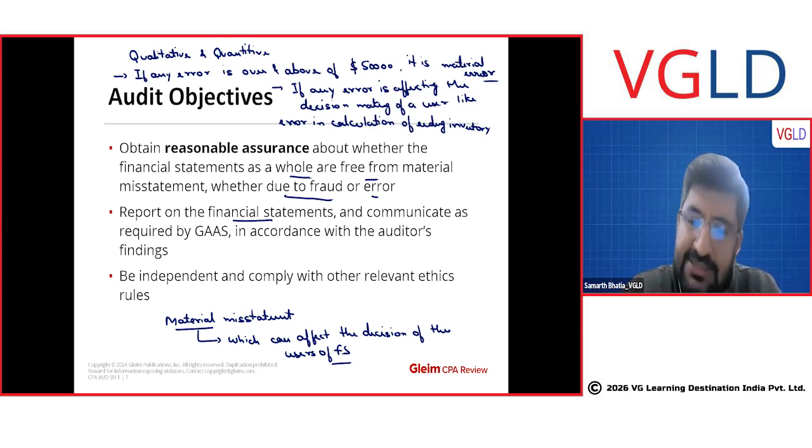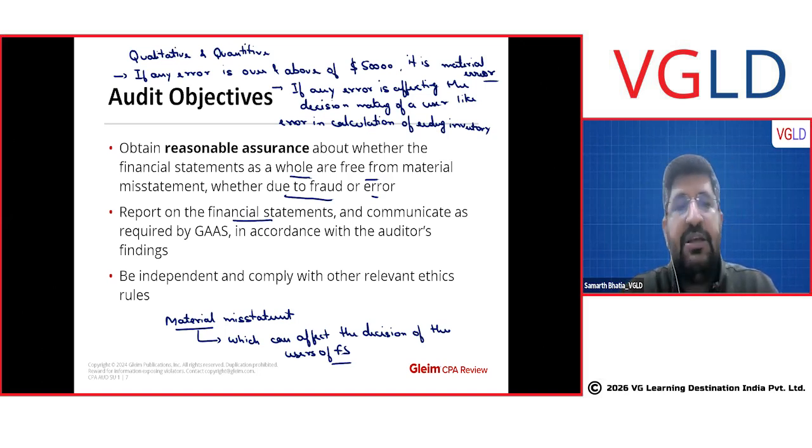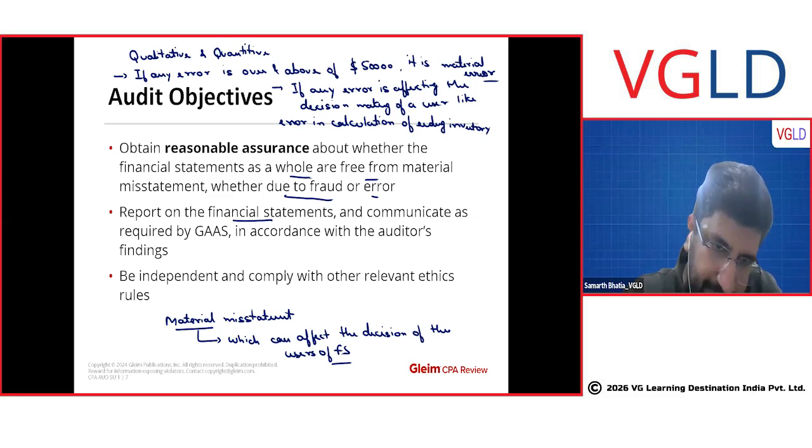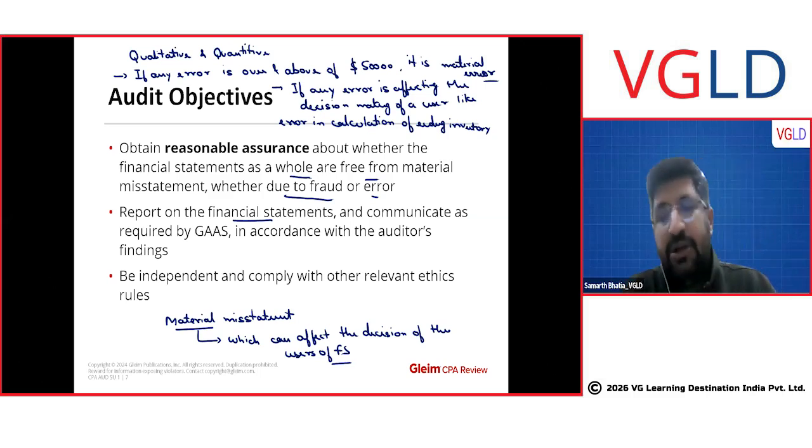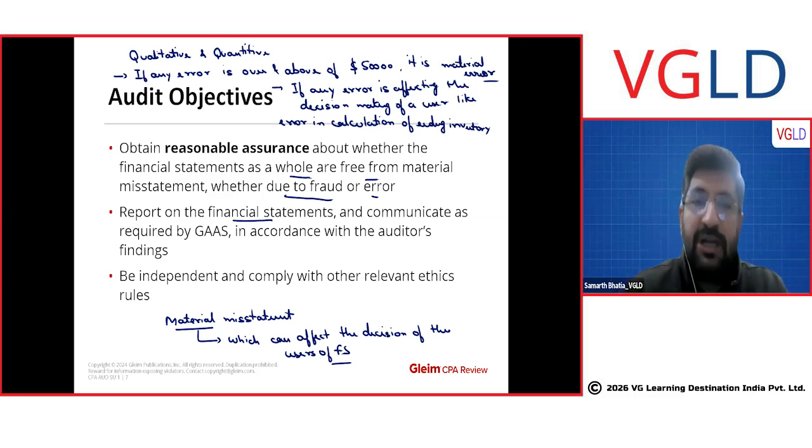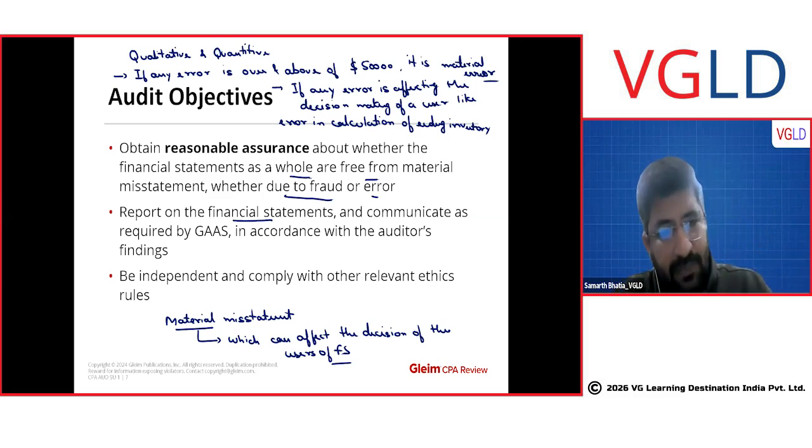Then the last objective of audit is that the auditor has to be independent and comply with the ethical rules. This is also specified within the audit report of the company. The auditor needs to be independent and needs to comply with the ethical rules and ethical principles.